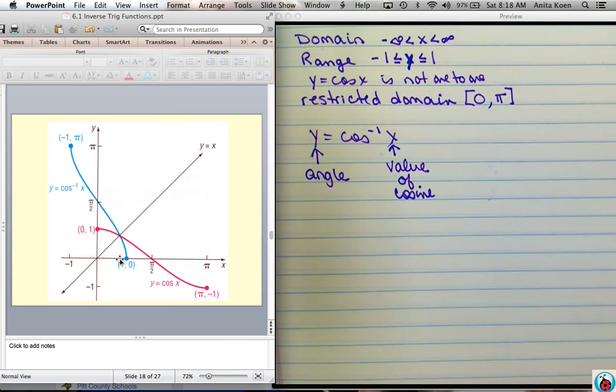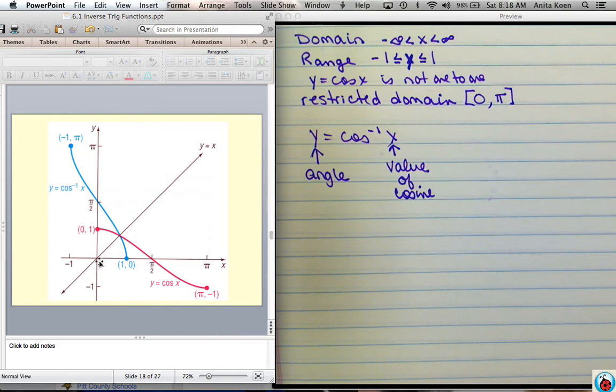Notice what's happening to the points. The point (0, 1) on the function, we're interchanging x and y. So it's going to be (1, 0) on the inverse. This point right here is the same on both functions. If you switch two numbers that are the same, it's going to stay the same. This point right here is (pi/2, 0), so it's going to switch to be (0, pi/2). This point is (pi, -1), so it's going to switch to (-1, pi).